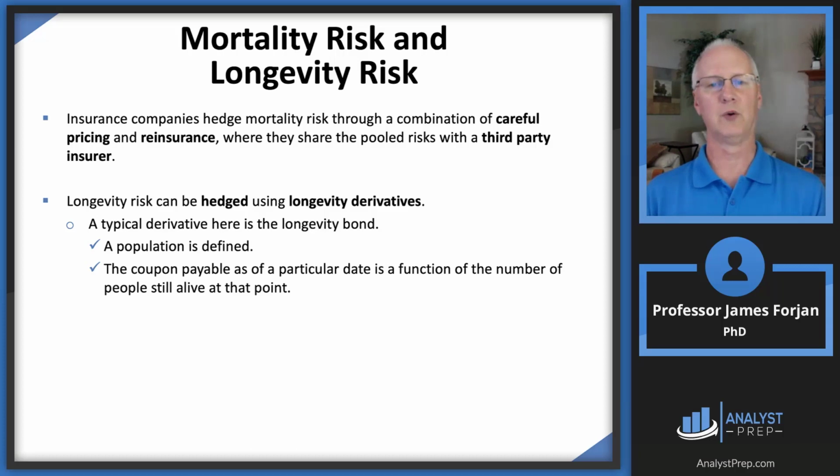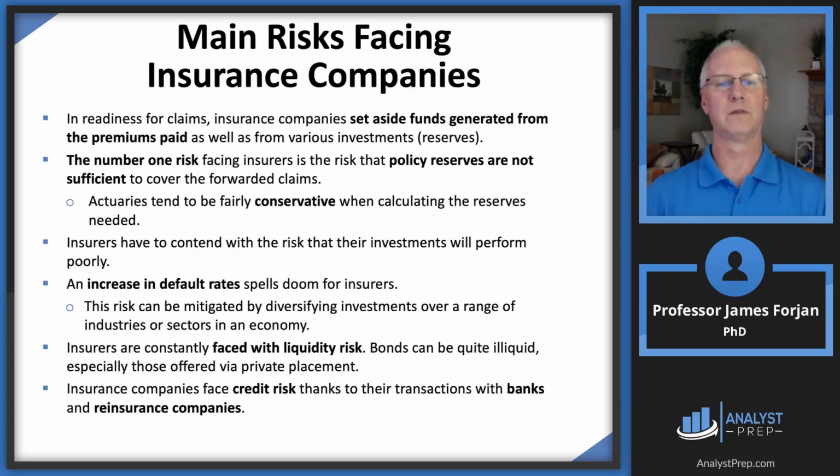There are really so many cool derivative contracts out there. One of these is a longevity bond, where you look at an entire population of people, and what you do is you can sign this contract, this derivative. And what happens is if more and more people are living longer and longer, then this longevity bond will make coupon payments to the insurance company, and higher coupon payments over time, to offset that risk.